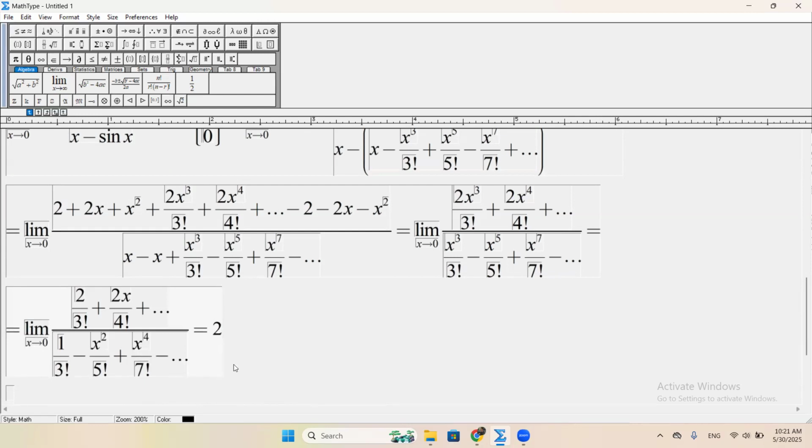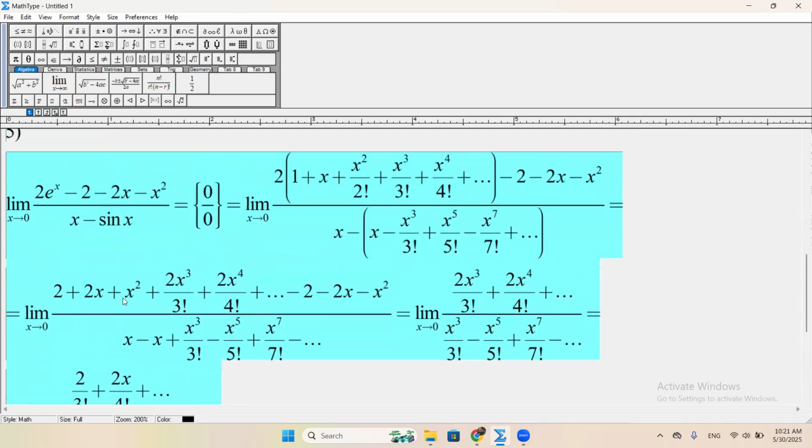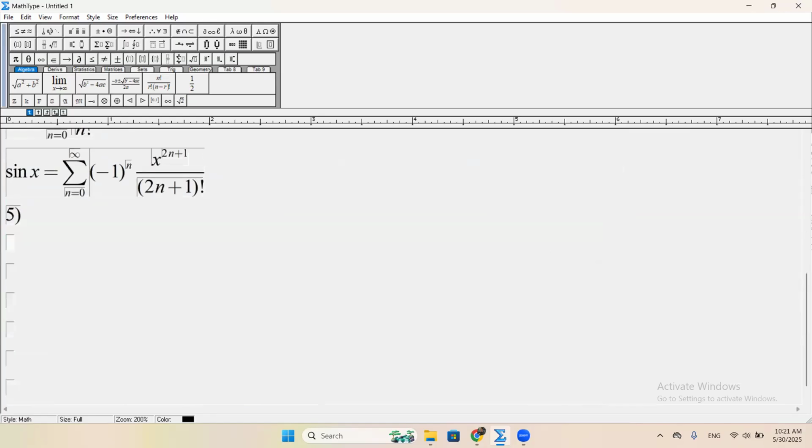Any questions about this exercise? No. Okay, if no questions, let's have a break, and after that we will continue solving tasks related to application of power series. So 5 minutes.